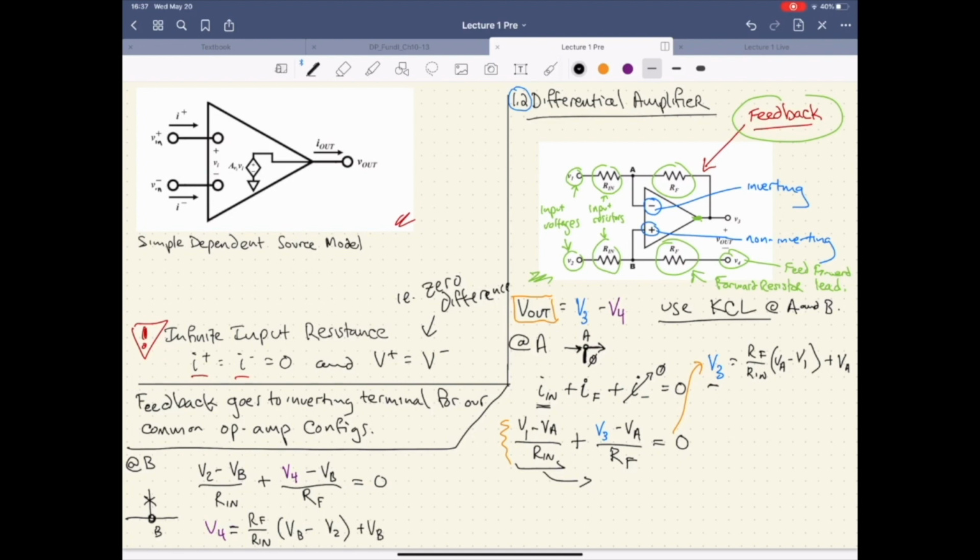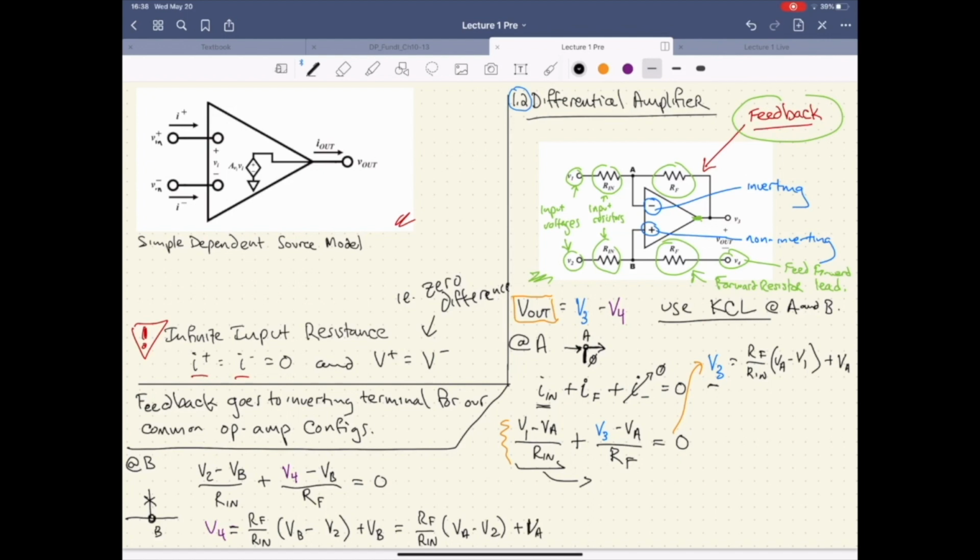All right, well, that's dandy and all, but we need one more piece of information, and that is that VA is equal to VB. The op-amp requires that A and B are at equal potential. So we can take it as a given that these two voltages are the same. So we can rewrite this guy as RF over Rn times VA minus V2, plus VA.